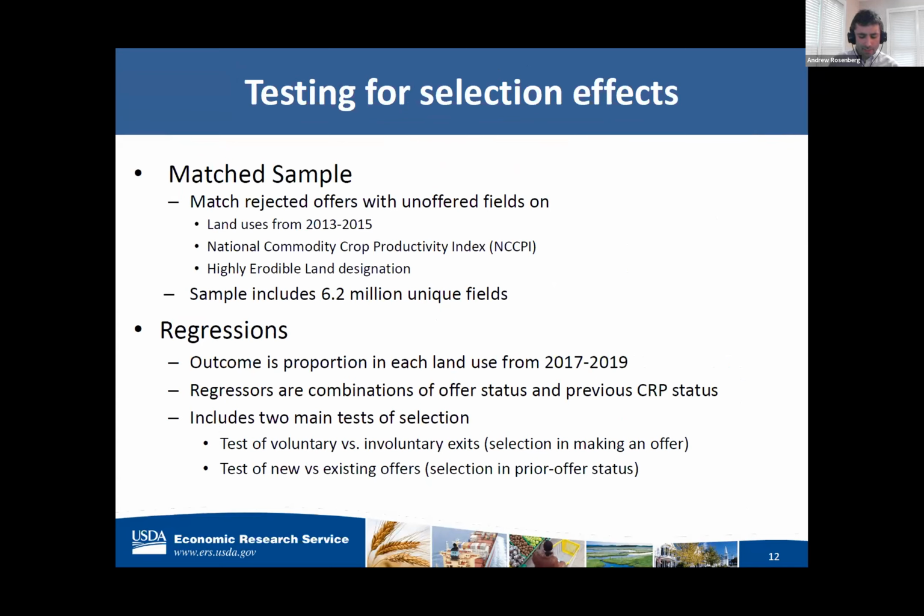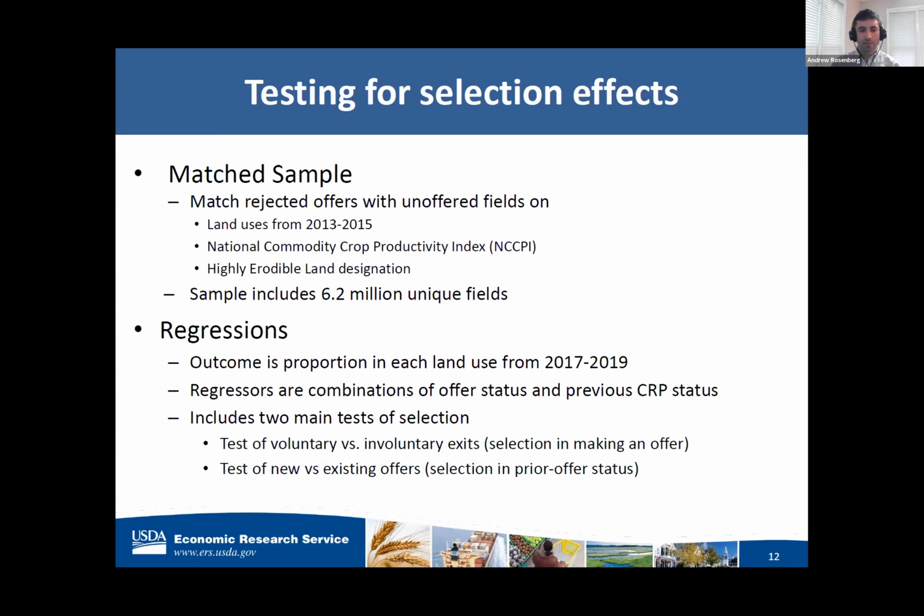So I mentioned a couple times that there might be differences among subpopulations, and in order to look at this, what we do is we take all of the rejected offers from the 2016 sign up and match them with unoffered fields based on a few different characteristics: land uses previous to the sign up, NCCPI, which is a crop productivity index, and highly erodible land designation. This sample includes about 6 million fields.